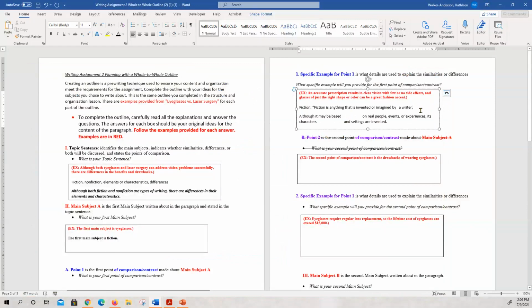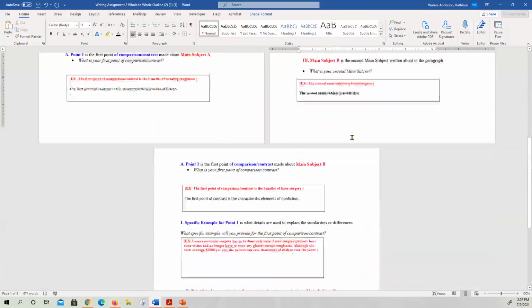And because I copied and pasted this over from a PowerPoint, it looks a little weird. So I'm going to have to fix my formatting here. So I'm just deleting some spaces. So fiction is anything that's invented or imagined by a writer, although it may be based on real people, events, or experiences. Its characters and settings are invented. Okay. Now, I've got a definition for fiction. So I want to balance that out with the definition for nonfiction.